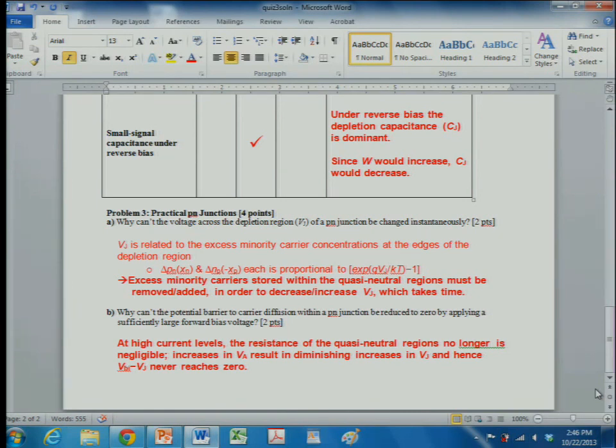Why can't the potential barrier, unlike an MOS structure, why can't you just eliminate the built-in potential? That's because too much current flows and you get voltage drops in the quasi-neutral region. So as you try to apply more and more voltage across the depletion region, you actually end up increasing the voltage drops in the quasi-neutral regions rather than across the junction. Basically, you'll never be able to completely eliminate the built-in potential or counteract the built-in potential in a diode. So as long as you said something about series resistance becoming significant at high current levels, then you should probably get full credit.